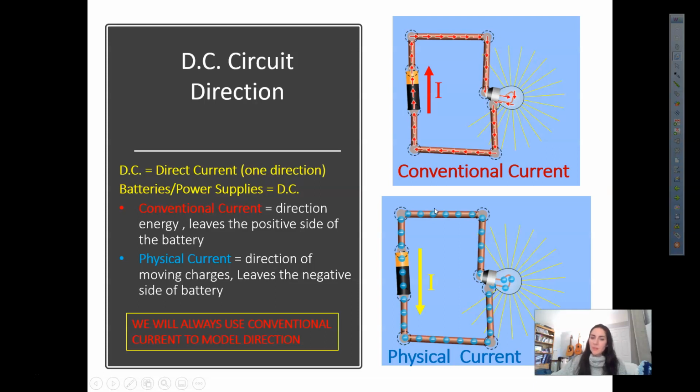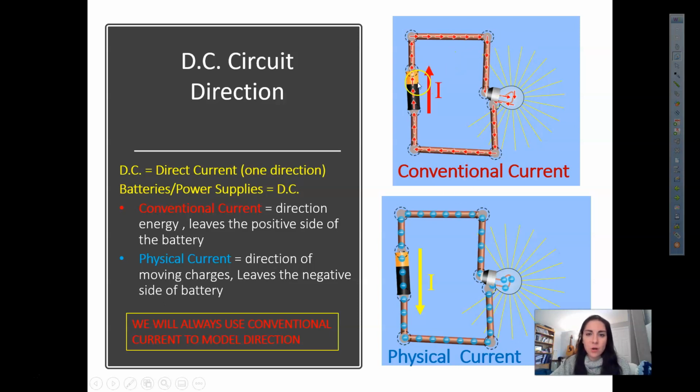Okay, that's it for math for a little while. The rest of this is pretty conceptual. So a couple things I want to talk about too is current direction. So we're dealing with what's called DC circuits. So DC circuit means direct current, which means one way. There is conventional and physical current.